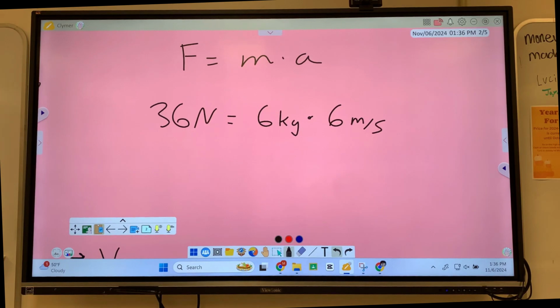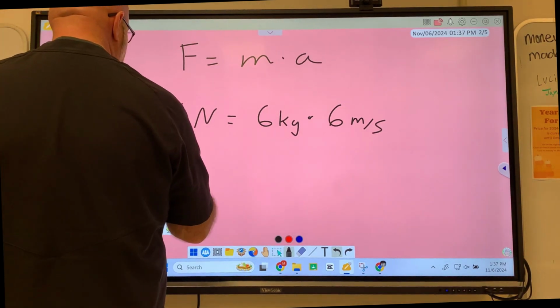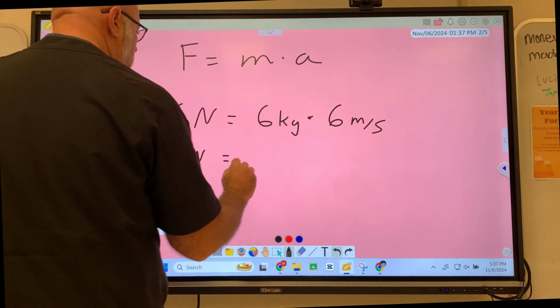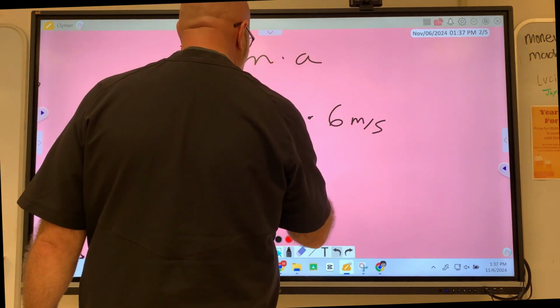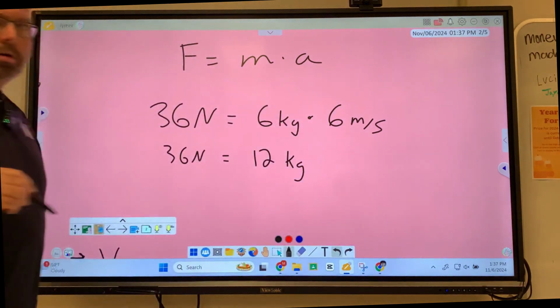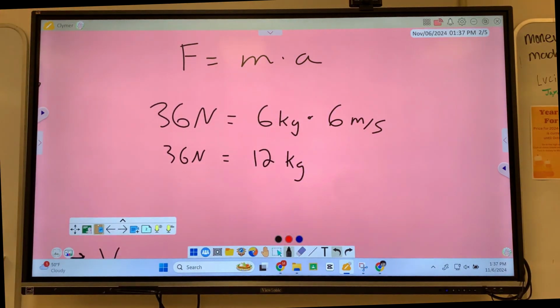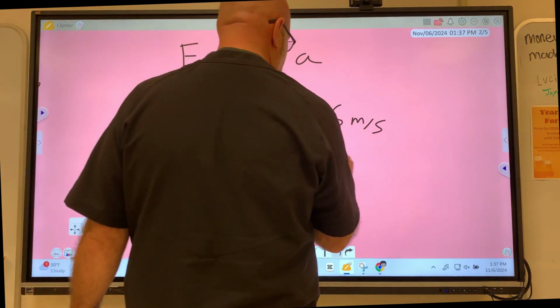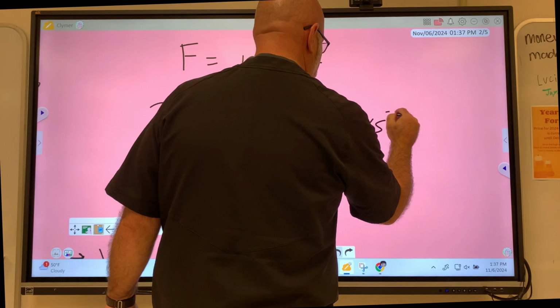Right? So what happens when we have the same force and we make the mass a lot bigger? What happens to the acceleration now? It decreases. What's our number here? What is the acceleration here? 3 meters per second squared, come on.